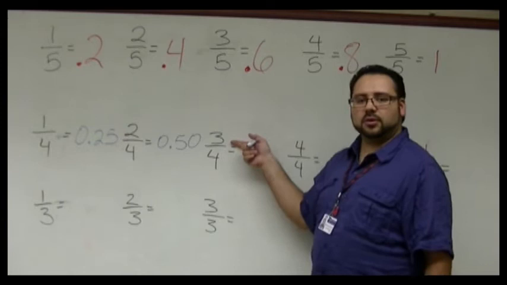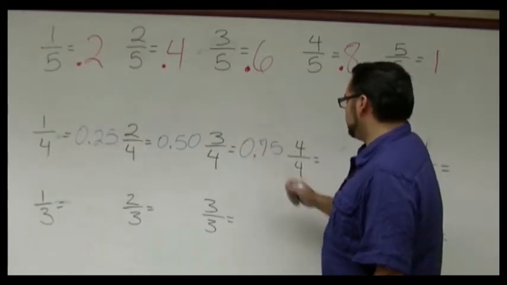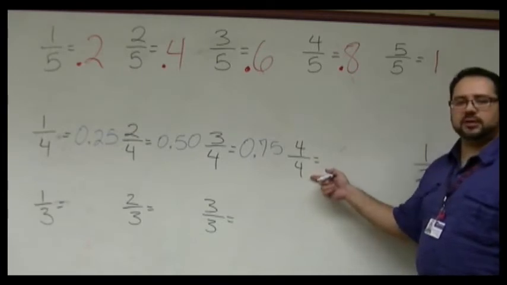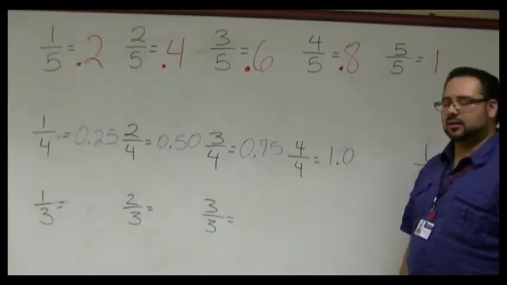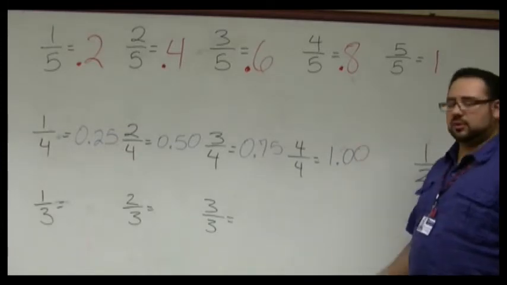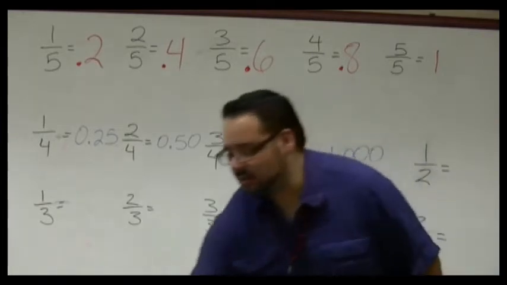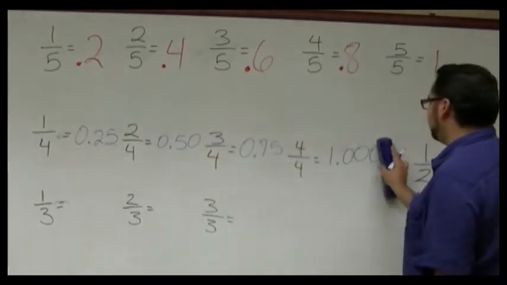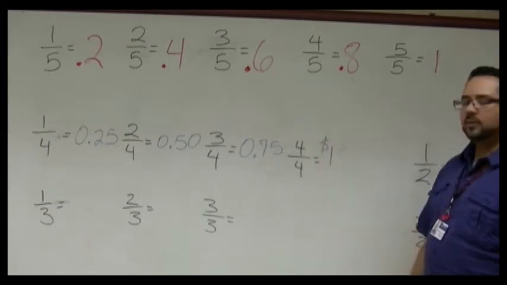3/4, that's 3 quarters. That's 75 cents. And 4/4 is a dollar. If you have all 4 quarters, you'll have a whole dollar. You can write it with 2 zeros. You can write it with 3 zeros. Doesn't matter how many zeros you have behind there. You don't even have to put the zeros there if you don't want to. It'll still be the same value, $1.